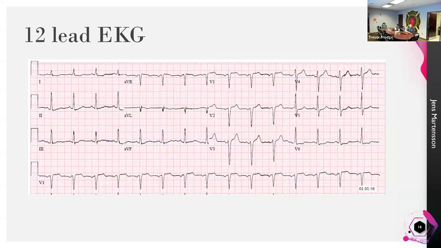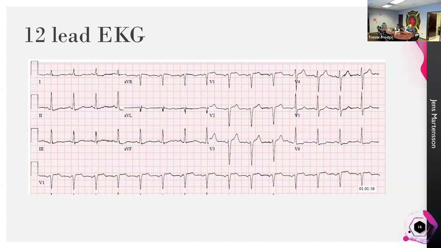Here's your EKG. So take a second, look at this. Think about what you're seeing. We'll talk about how to read it here in just a moment, but think about what you're seeing. Hopefully you figured out that that's a sinus beat. So if we look at lead 2, we're seeing a P wave and an upright QRS. No ectopic beats, looks pretty regular.